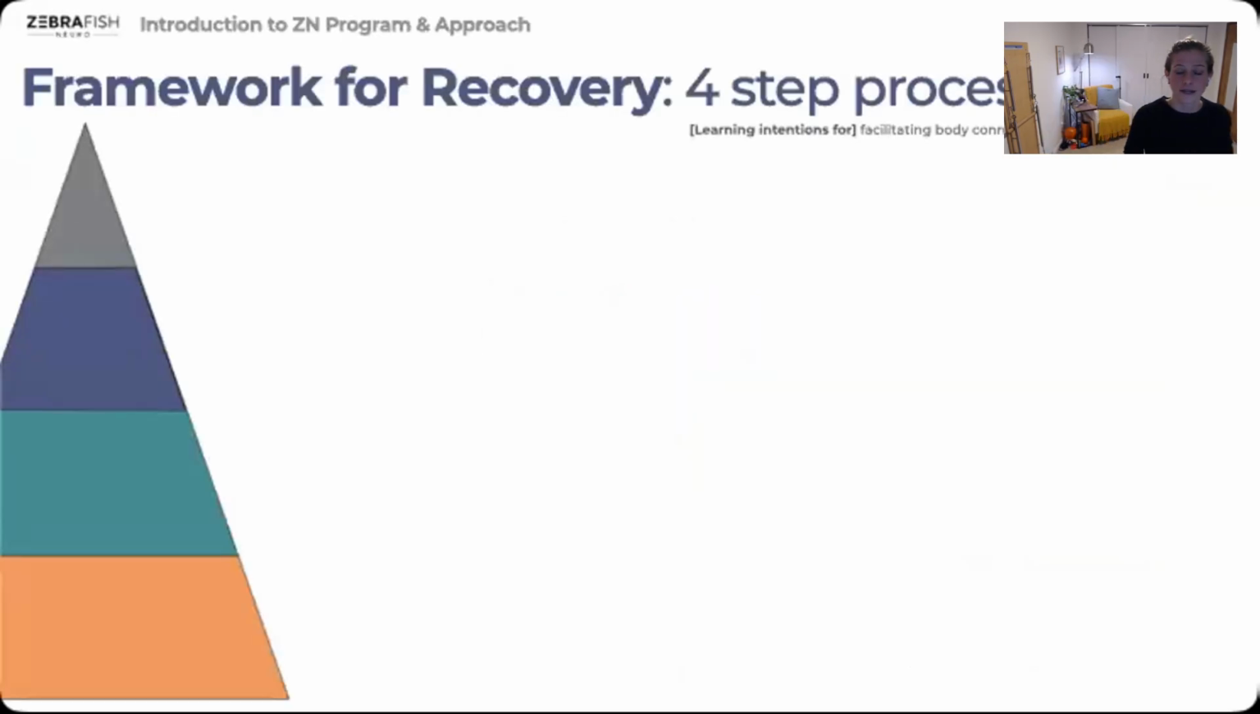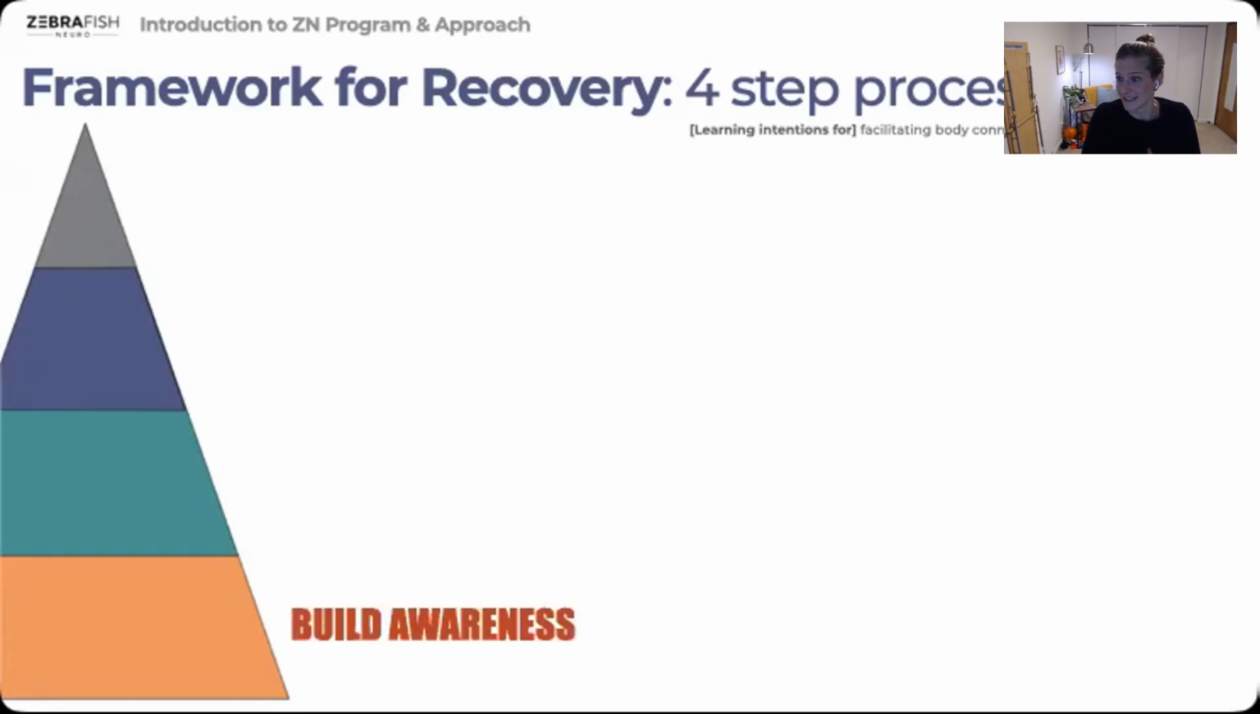Fantastic. All right. So we're going to get into now what I call the framework for recovery. Essentially, this is the 4-step process that I've observed to be really important for helping someone build this relationship with their body and turn that into something productive. There's 4 parts to it, and we're going to start on the base of the pyramid.